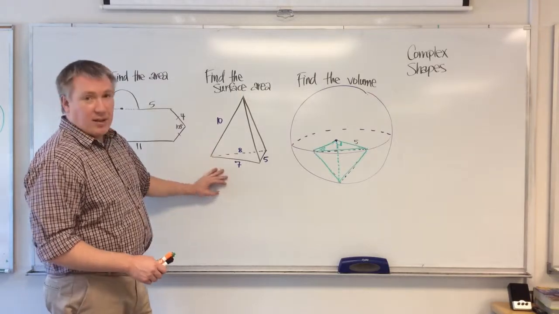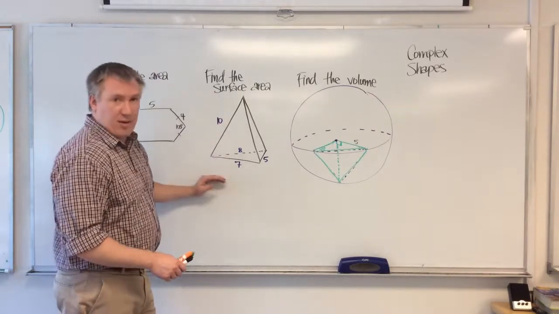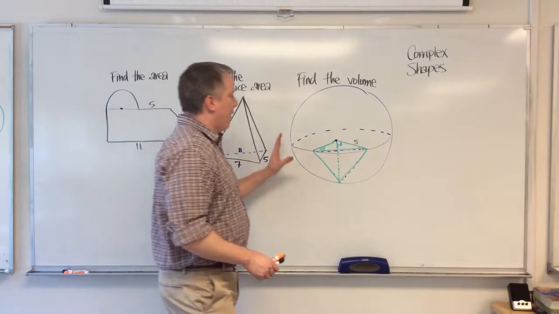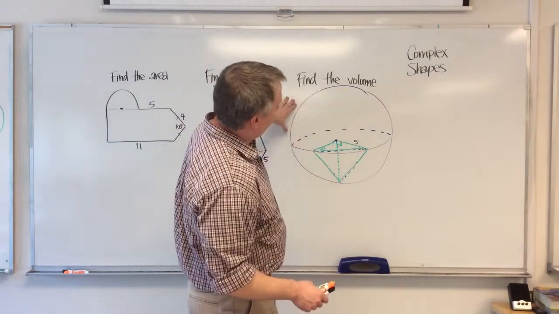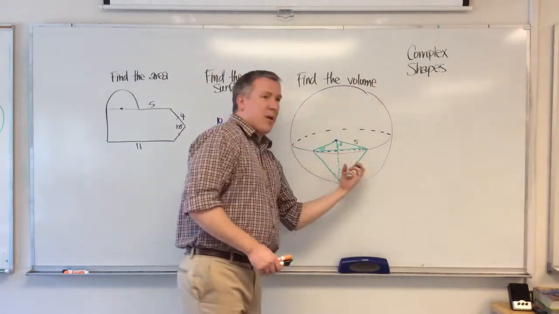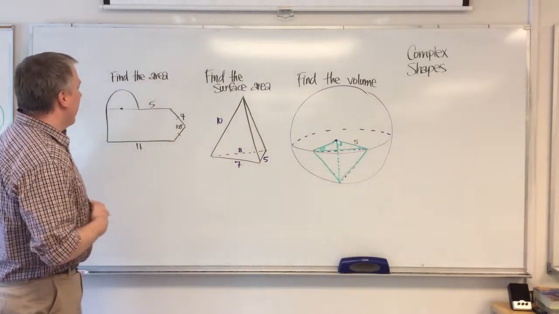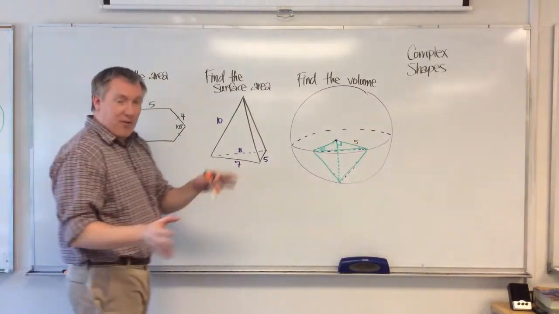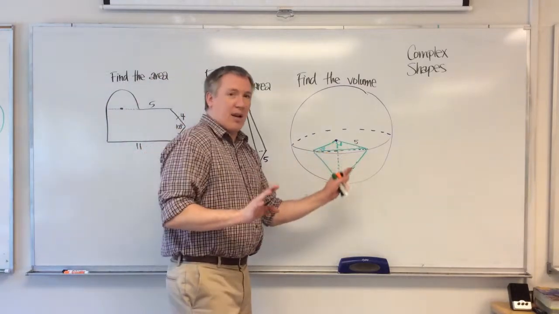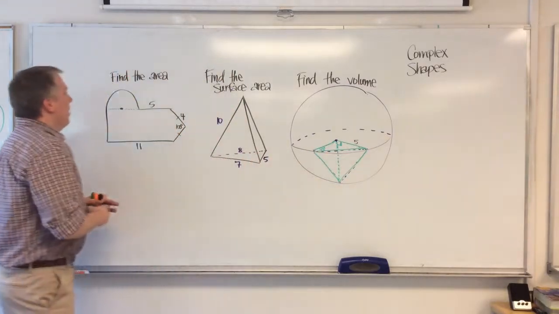This is not composite, but the information is not straightforward. And here's a composite volume problem where we've got a sphere with a pyramid chunk actually removed. And so here we go. By the way, if you can follow along with this, anything else is going to be a piece of cake.